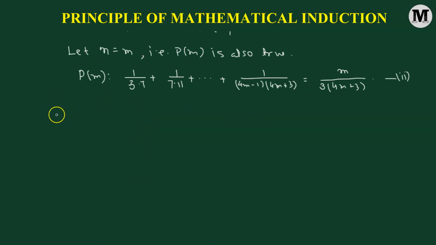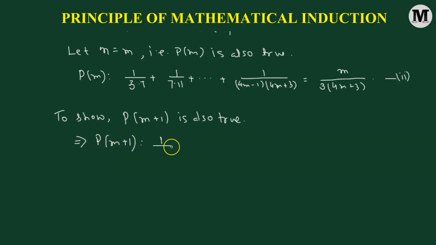Now, using this, we need to show that the next consecutive natural number after m, which is simply m plus 1, also gives a true statement P(m plus 1). So we have to show that the first term 1 over 3 times 7, added to 1 over 7 times 11, continuing all the way up to the term 1 over (4m minus 1) times (4m plus 3), added to the next term, where we replace m with m plus 1.